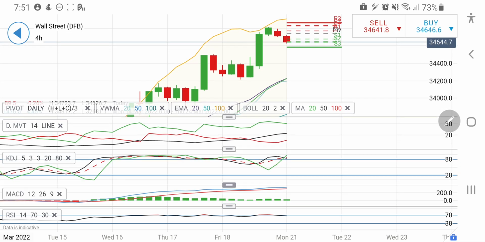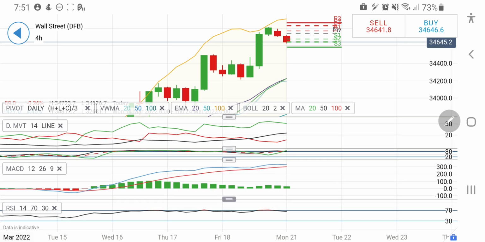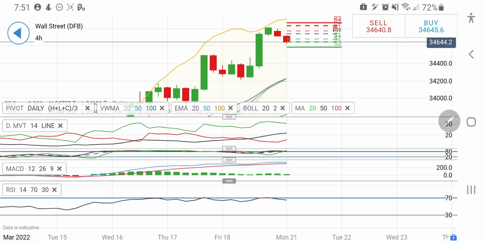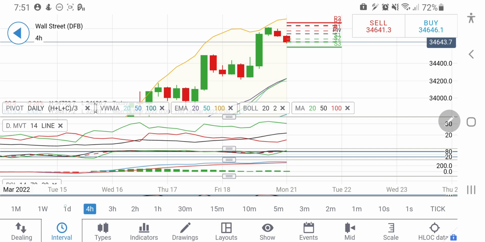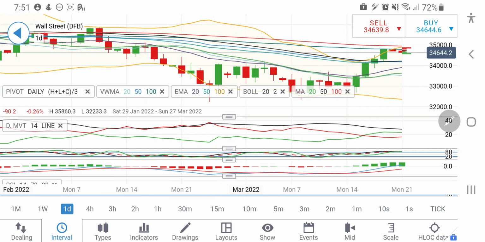Look at the stochastic, it is overbought, and it may continue to drop. And look at the MACD, it is still on the buy side, and RSI was overbought. It is trying to come back to comfortable levels.